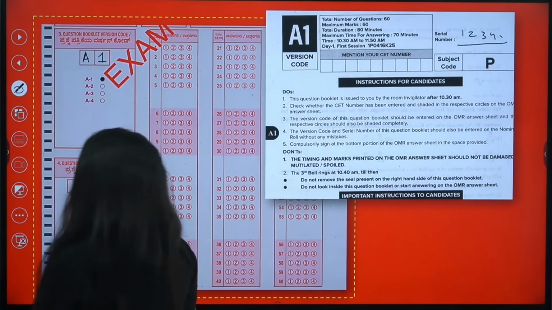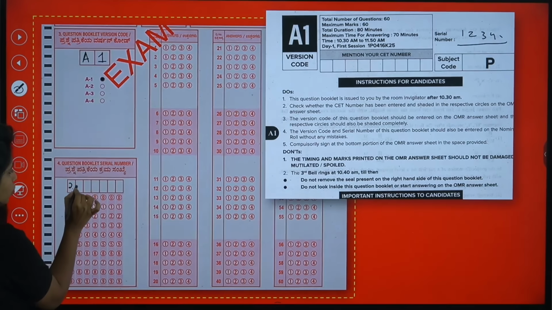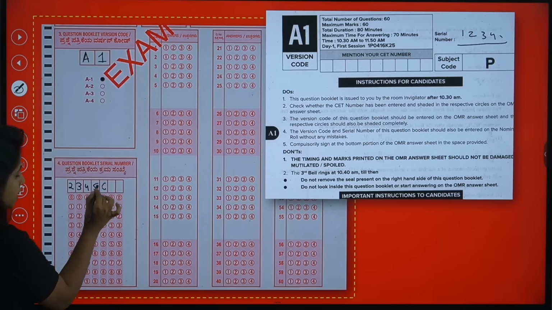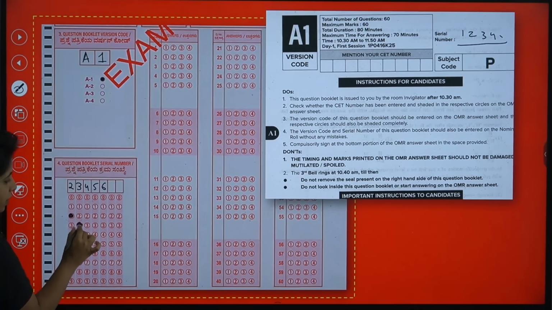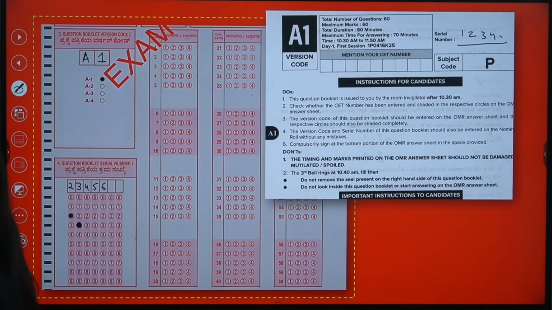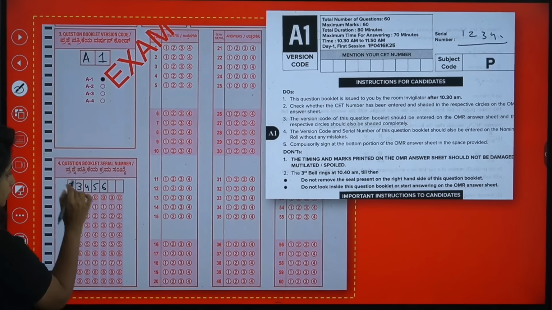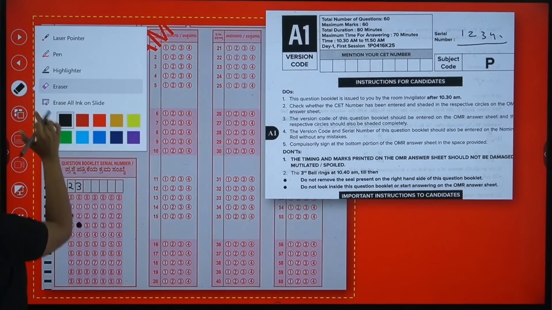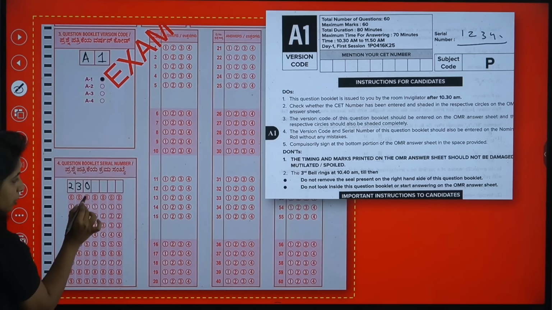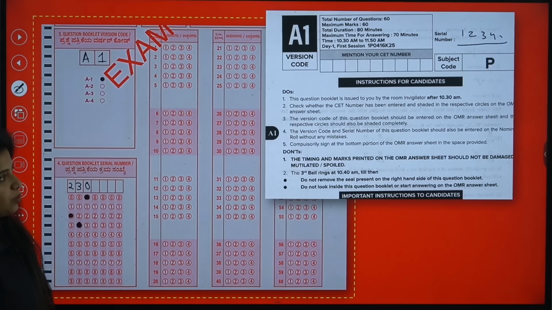For example, if it is 2, 3, 4, 5, 6, then the first thing to color would be what? 2. Okay, if it is 3, then 3. Whatever it is going to be, go according to that. Suppose over here, instead of 2, 3, 4, it is 2, 3, 0. What will you mark? 2, 3, 0. Then 0 is also there, so please mark 0. Cool. That is how it is going to go. That is about the question booklet serial number.